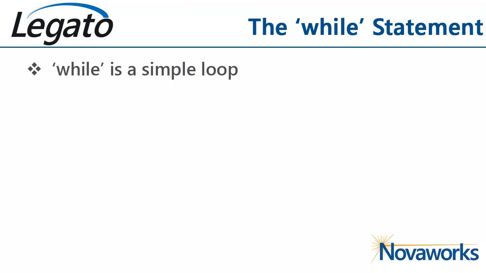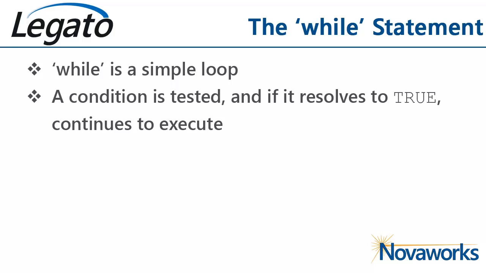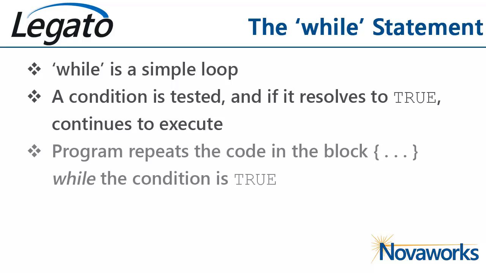The simplest loop statement is the while statement. The condition basically is tested, and if it resolves to true, it just simply continues to execute the block that is within the statement. And this will repeat as long as the condition is true, or while the condition is true.